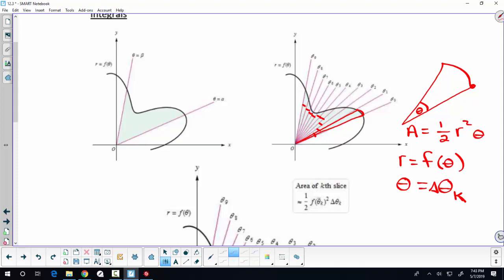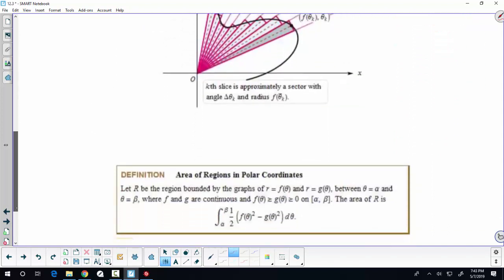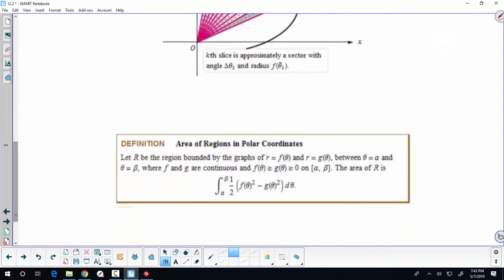Okay, so the area then turns into 1/2 f of theta squared d theta, which is how we get the 1/2 f of theta squared d theta. And then the thing we're looking at here is a more generic take on that. So think of this formula as equivalent to where we had a function of x and another function of x. We said, what's that area? We had to do the top minus the bottom, or the right minus the left.